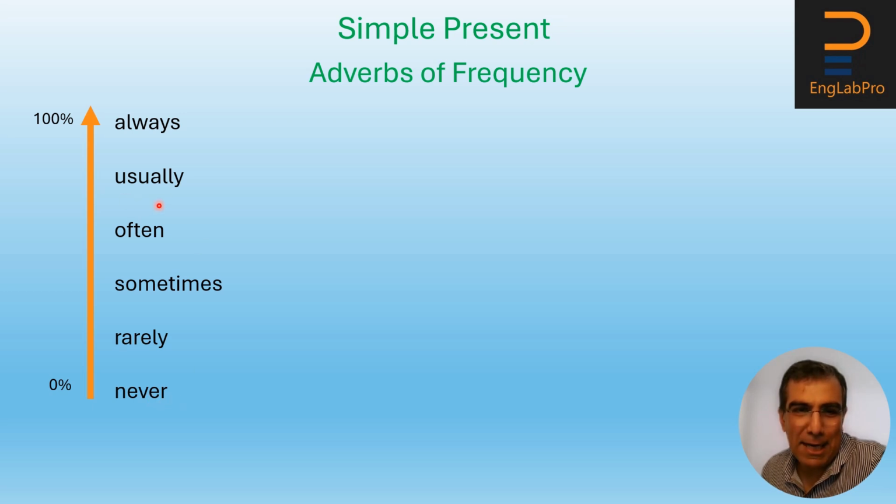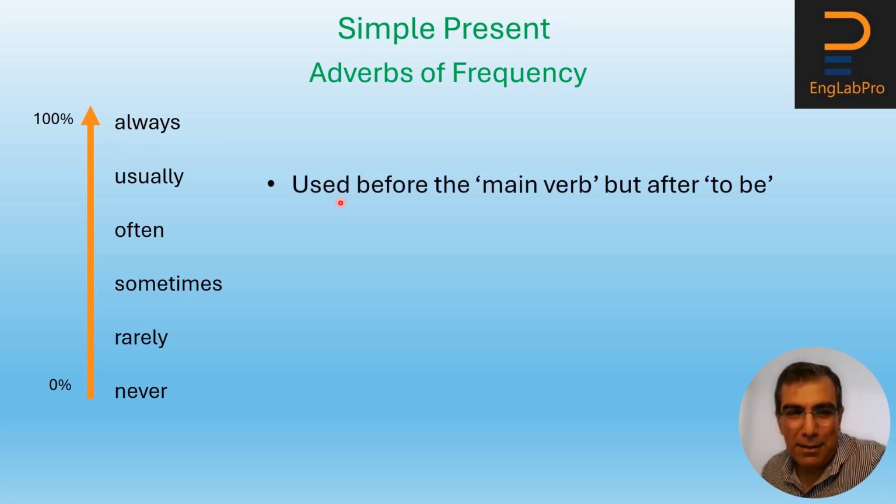Or when you say, I usually do it, you mean that maybe you do it around 70 or 80% of the times. And by always, you mean 100% of the times. Well, they are used before the main verb, but after to be. Let's take a look at some examples.